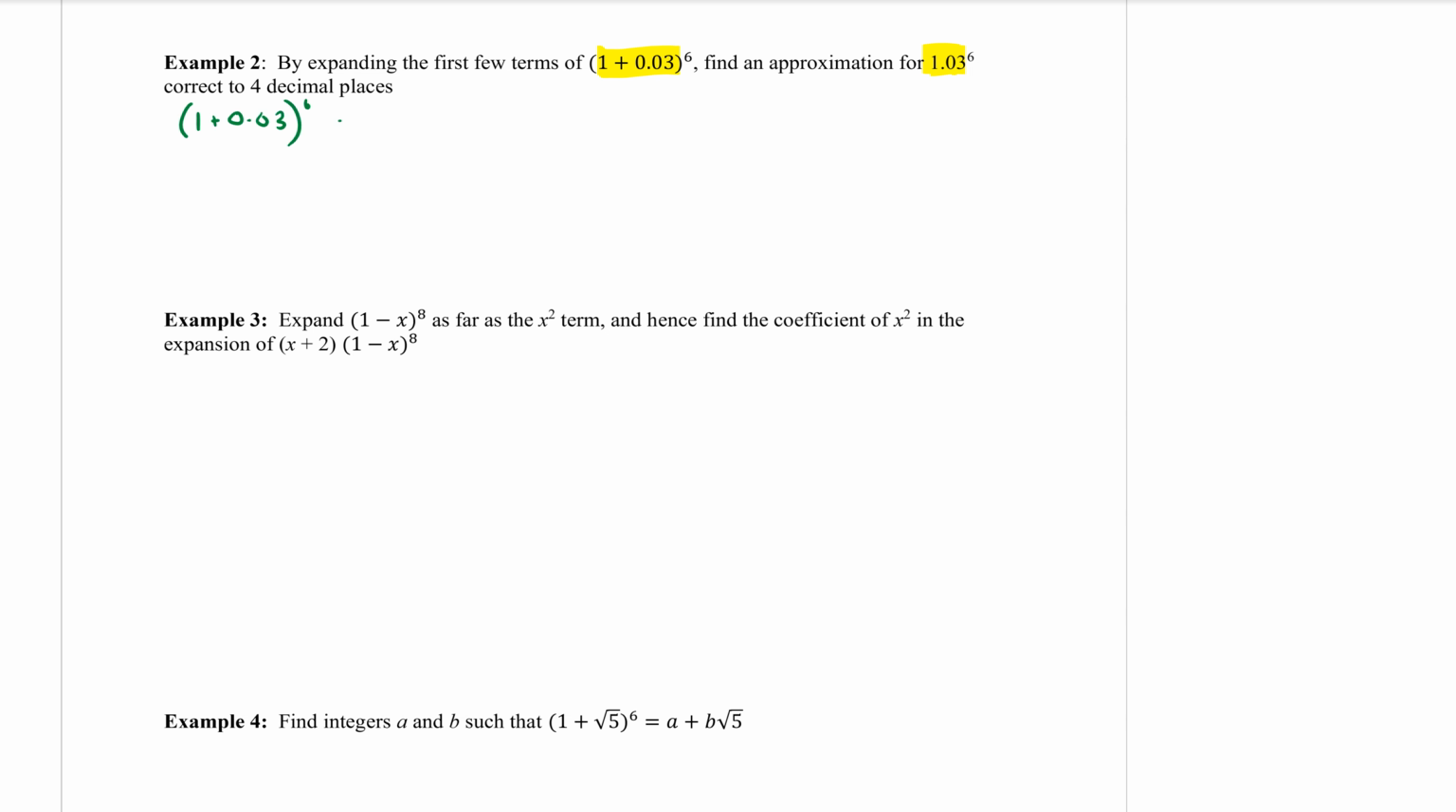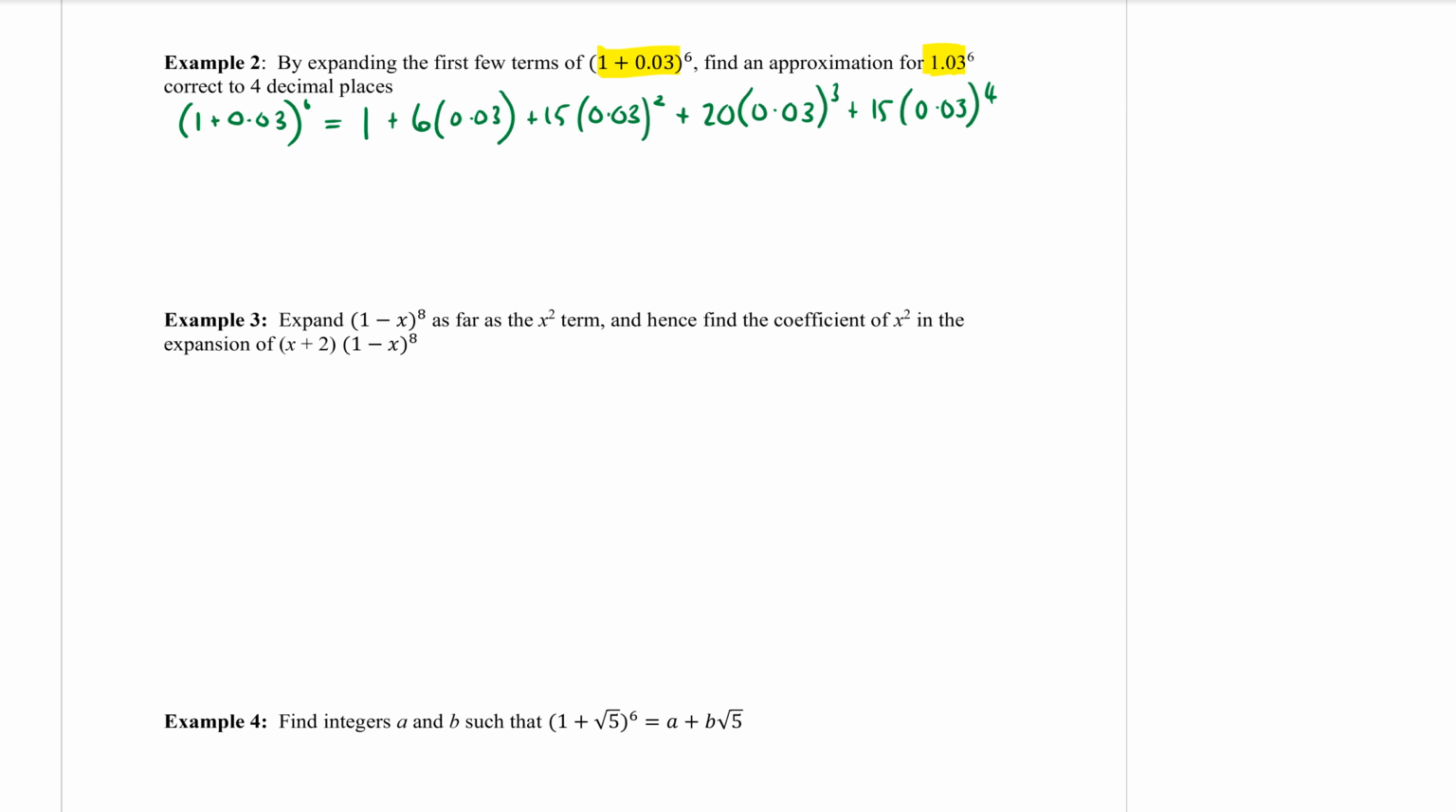where the coefficients are 1. The second coefficient is a 6, and we would times that by 1 lot of 0.03, because that's where my x normally would be. My next coefficient was a 15, and so it'd be 0.03 squared. My next coefficient would be a 20, and that's 0.03 cubed. My next coefficient would be 15, and that's going to be 0.03 to the power of 4.